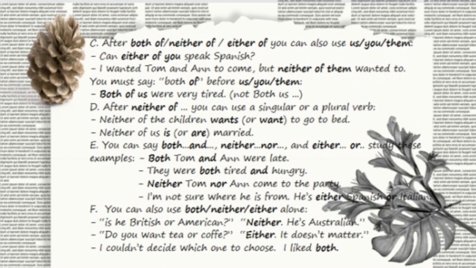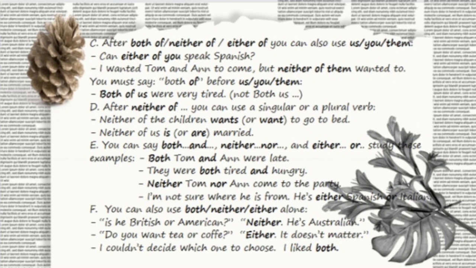E. You can say both... and, neither... nor, and either... or. Study this example. Both Tom and Anne were late. The other example: they were both tired and hungry.